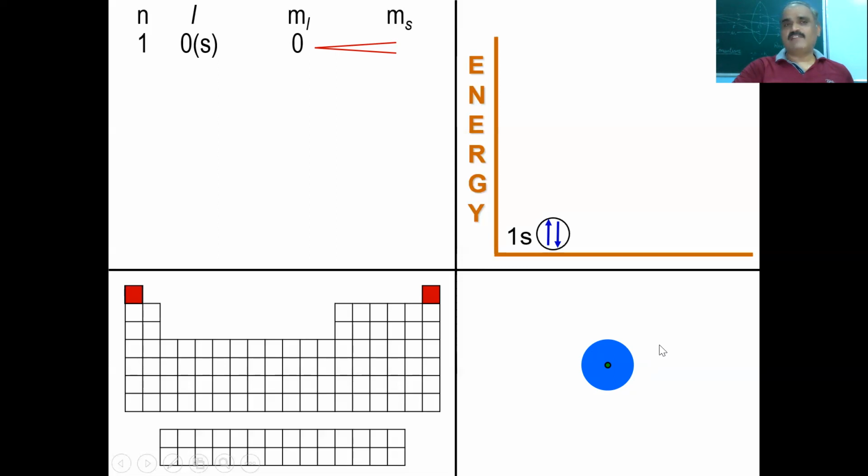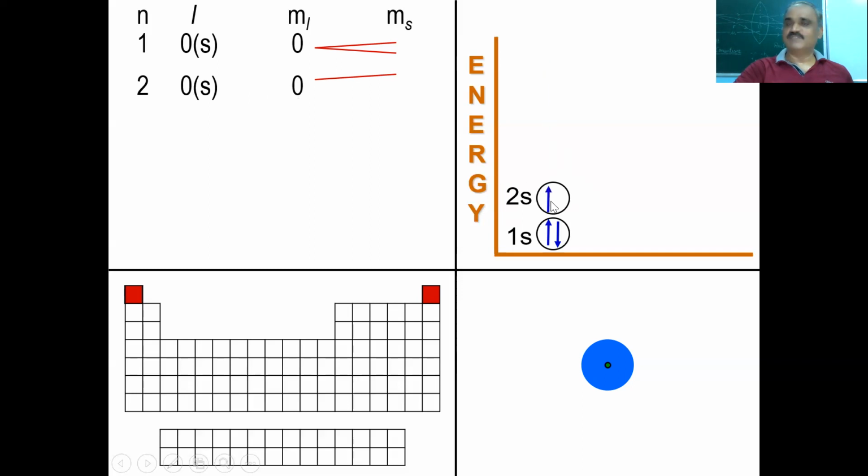when the principal quantum number n becomes 2, the value of L will be 0 as well as 1. 0 is possible, 1 is also possible. If L is 0, that means the s subshell. For the s subshell, similarly, m is 0 and one clockwise electron is there. And in the electronic configuration, one more circle is drawn. This is the 2s orbital.